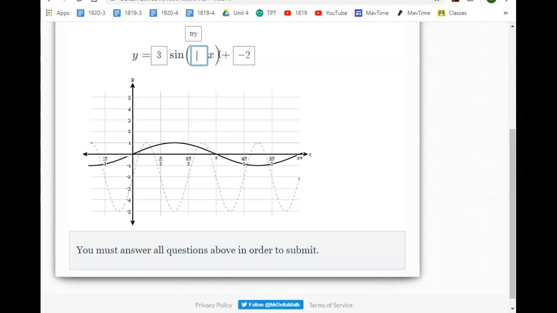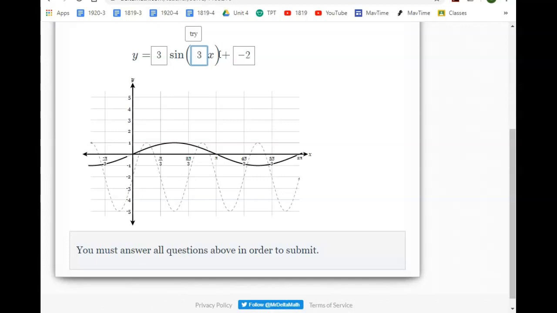Because you take that, that's B. That number is B, right? That's the period, 4 pi thirds. Okay, hang on a second. You do 2 pi divided by whatever that number is, right? If I need it to be 2 pi thirds, what number needs to go there?